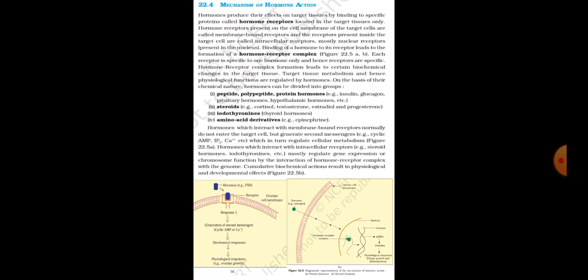Iodothyronines, thyroid hormones, and amino acid derivatives. Example: epinephrine. Hormones which interact with membrane bound receptors normally do not enter the target cell but generate second messengers, which in turn regulate cellular metabolism. Hormones which interact with intracellular receptors mostly regulate gene expression or chromosome function by the interaction of hormone receptor complex with the genome. Cumulative biochemical actions result in physiological and development effects.